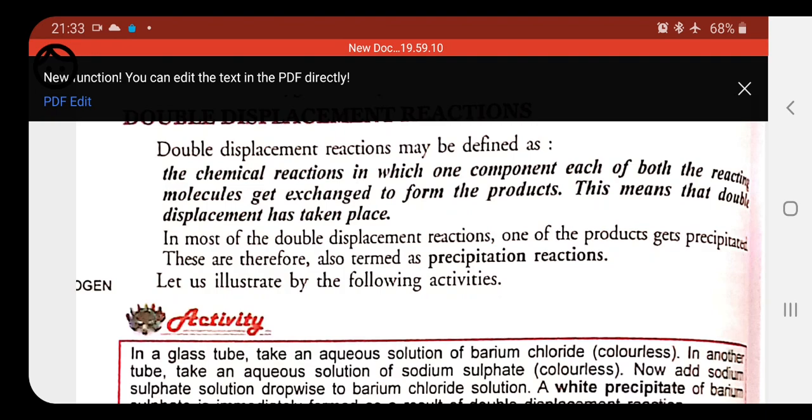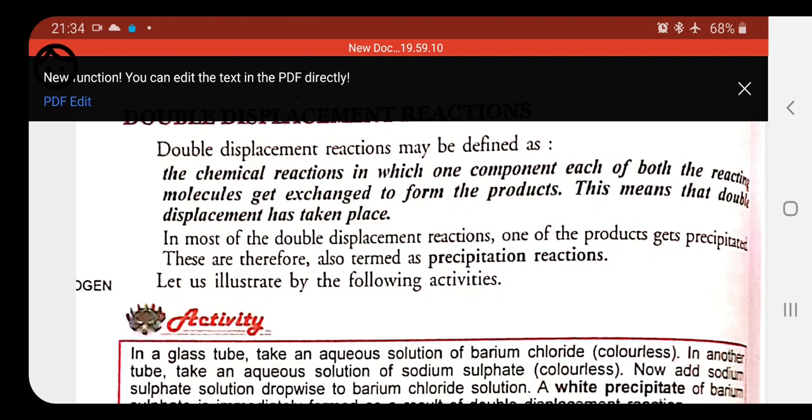So here the first element is going to displace the other element from the reactant, and then a new product is going to form. We can define double displacement reaction as the chemical reaction in which one component each of both the reacting molecules gets exchanged to form the product. This means that a double displacement reaction has taken place.